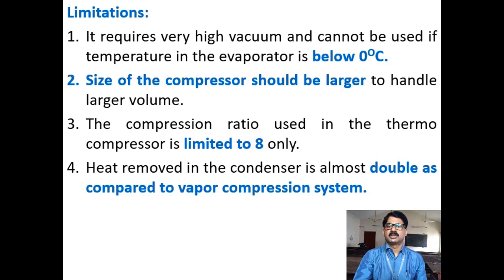The size of the compressor should be larger to handle large volume. The compression ratio used in the thermocompressor is limited to 8 only. Heat removed in the condenser is almost double as compared to the vapor compression system. So in the condenser, the heat removed is double that of the vapor compression system.